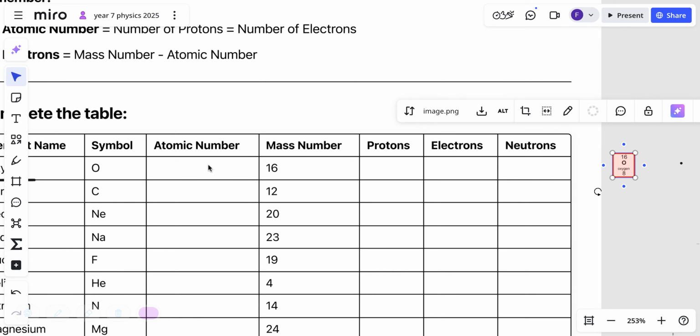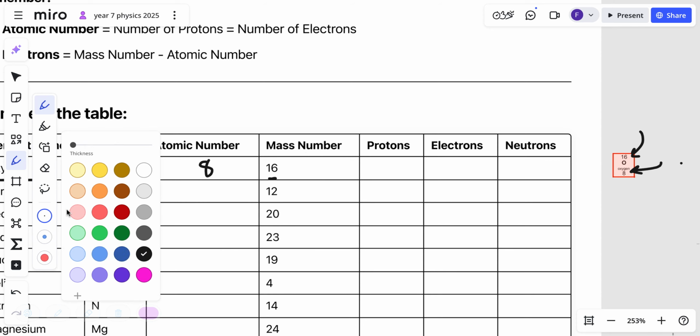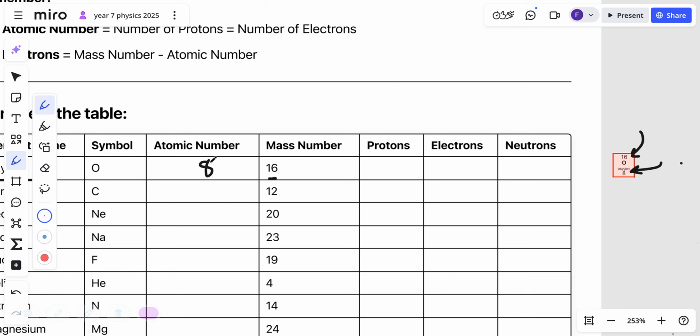I want the atomic number, right? The atomic number is the number at the bottom here. And you need to know that both for chemistry and physics. Oxygen is 8. The mass number at the top is 16. And we've been nice enough to give you that. The number of protons. Now I'm going to change colour here. I'm going to change that black to pink for protons. So 8 is our atomic number. The number of protons is going to be 8.